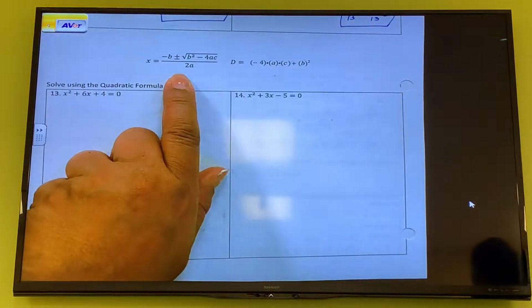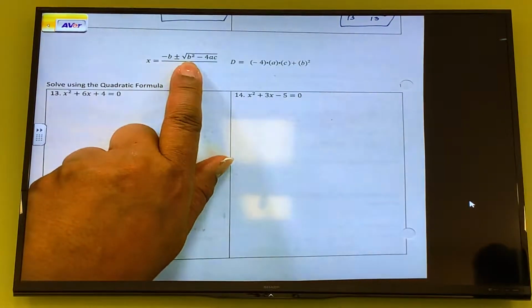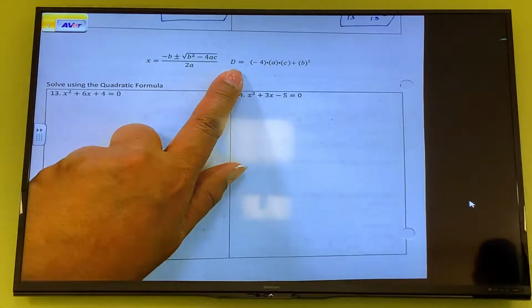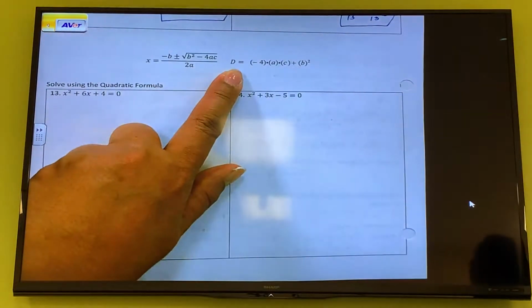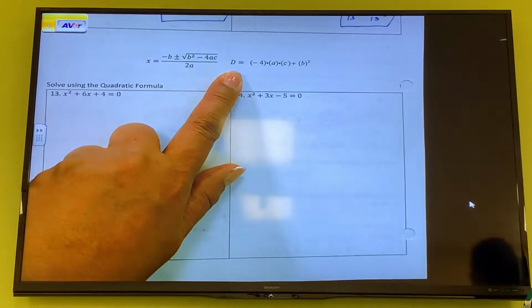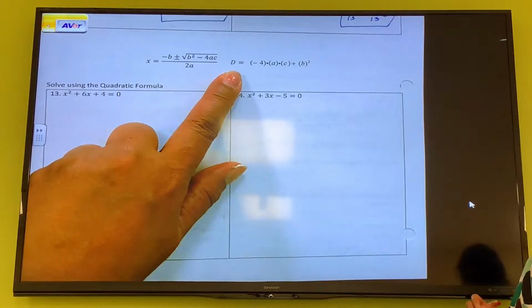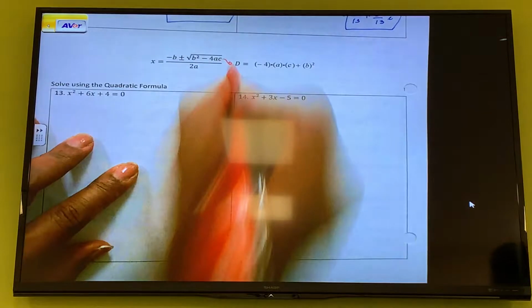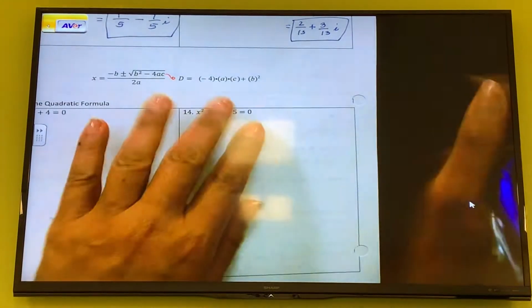So x is equal to negative b plus or minus the square root of b squared minus 4ac, all over 2a. Do you know what the D is? The discriminant. The discriminant tells us what type of solution you're going to have, so that if you graph it, you know how to graph them. The discriminant is what's inside the square root sign. It will make sense once we do the examples.